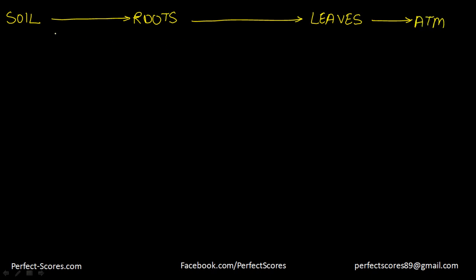And from the leaves, finally, they go into the atmosphere. But what are the processes involved in that? First of all, for water, the process that we learned about in the previous video was osmosis, because water has to move from a high concentration area, which is soil, into a low concentration area, which is a root. Coming to mineral ions, the process that we use is active transport, because here the mineral ions have to move against the concentration gradient. Remember, there is already more concentration of ions in the roots as compared to the soil.